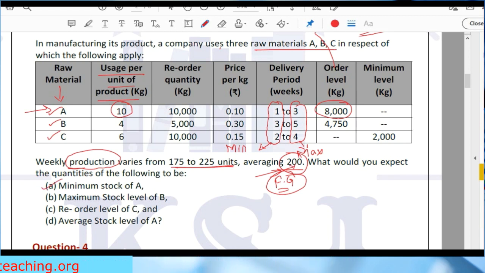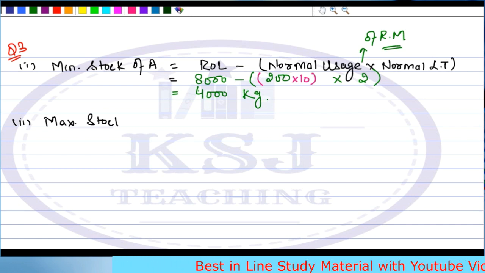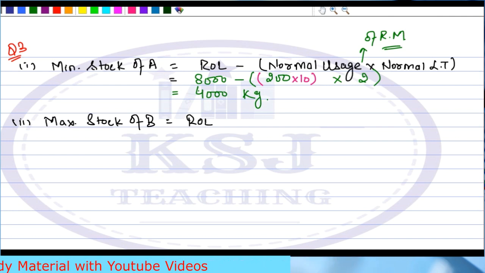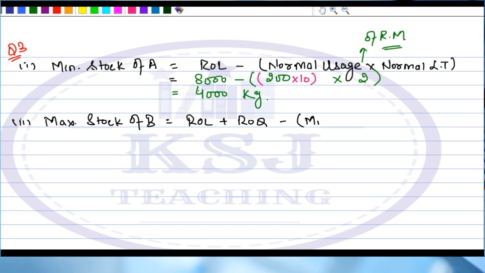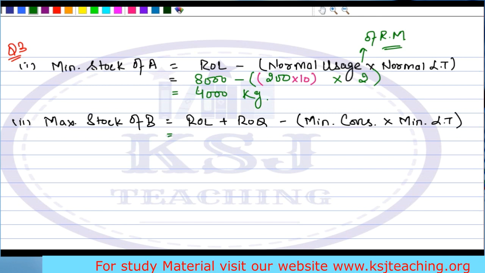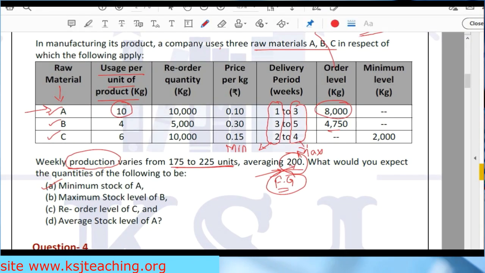Second, maximum stock level of B. First we will write what is maximum stock level. Reorder level plus reorder quantity minus the minimum consumption multiplied by the minimum lead time. Right? What is the reorder level for B? Is it given to you? Reorder level for B is given to you, that is 4750.